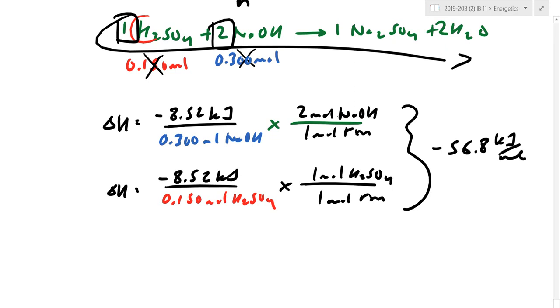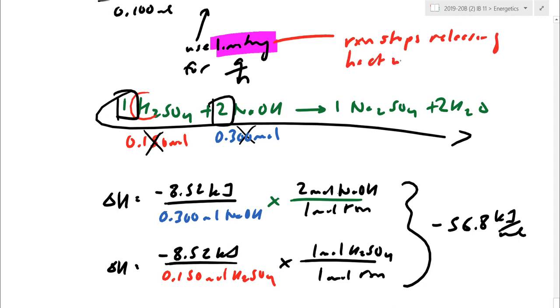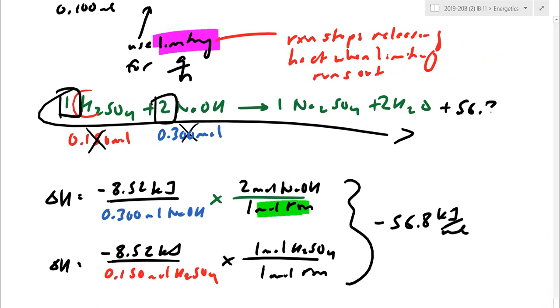But in this case here, we are definitely going to use the limiting because the limiting will stop the reaction. Okay, maybe I should write that down for you here. The reaction stops releasing heat when the limiting runs out. Right, so that's always true. And in this case here, the reason why we want moles of reaction is because of this possible mole ratio problem here. I want to have a term here, this sort of plus 56.8. It's plus on the right-hand side because it's exo. I just usually write kilojoules here. I understand that's going to be per mole.